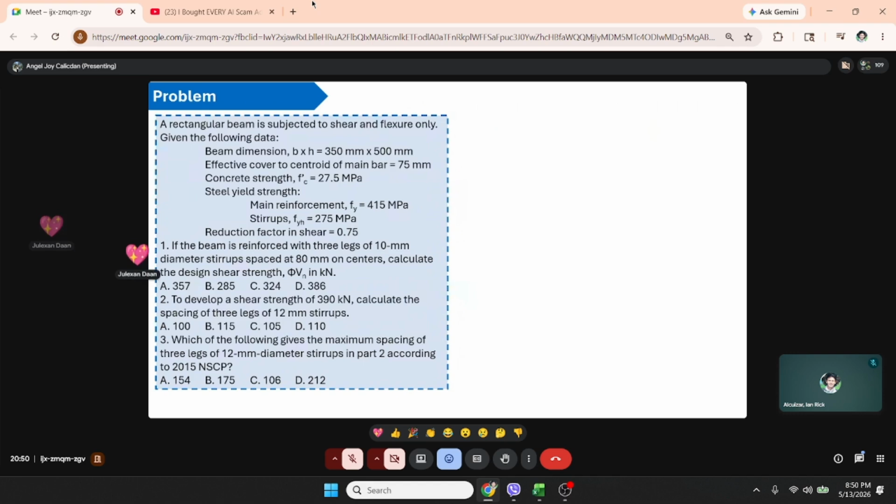So we have another example. Our rectangular beam is subjected to shear and flexure only. Given the dimensions, effective cover, concrete strength, steel yield strength of the main reinforcement and stirrups. So as mentioned earlier, Fy and Fyh are not equal, so you must be careful which one you use. And the reduction factor for shear is 0.75.